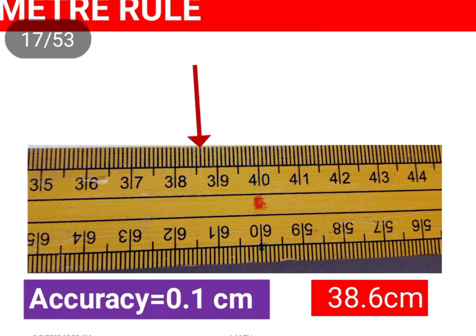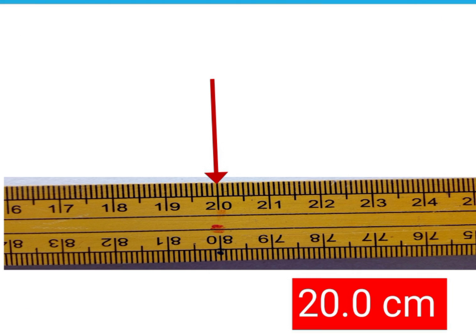So any measurement we take using a meter rule should be to 1 decimal place, not to 2, not to none, but to 1 decimal place. For example, this is 20. It should be presented in the analysis work as 20.0 centimeters.